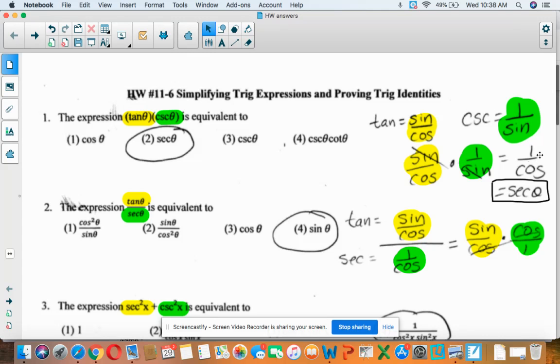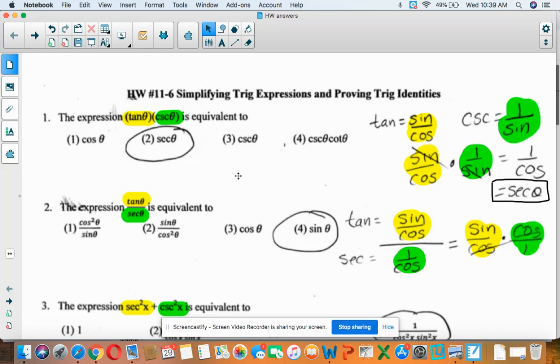So that is equivalent also, but that's not one of the choices. And do remember that cosine is the inverse of secant. So this is equal to secant of theta, choice 2. So that's really what you're doing in these. You're just figuring out what it's equivalent to, playing around with it a little bit.